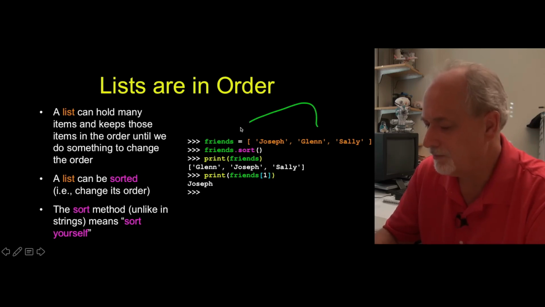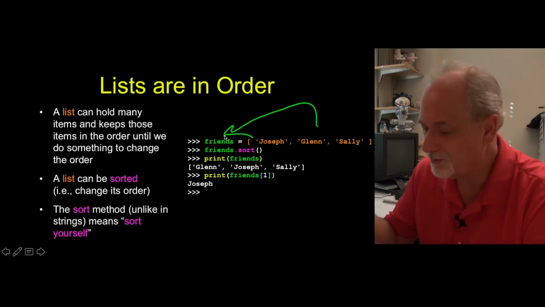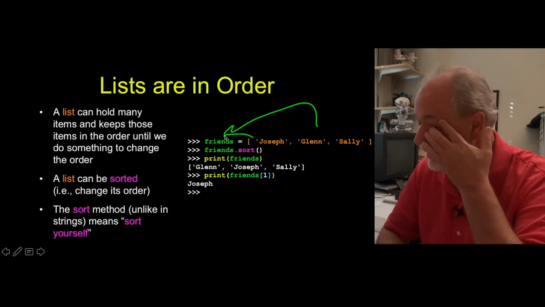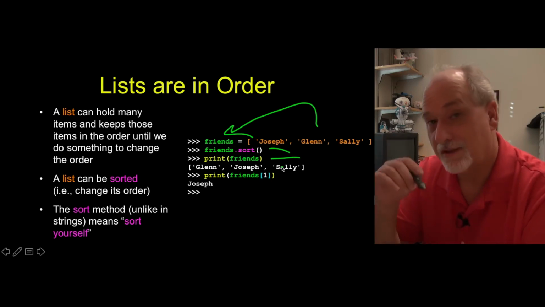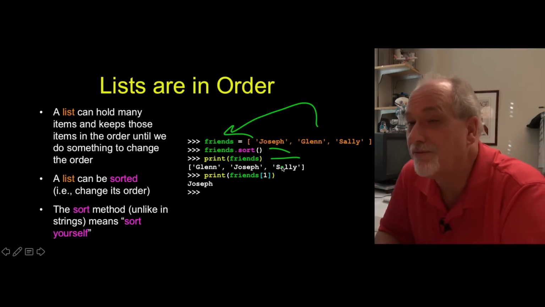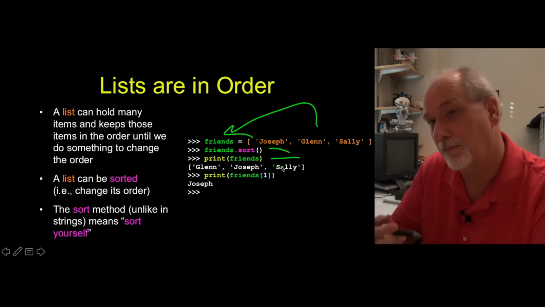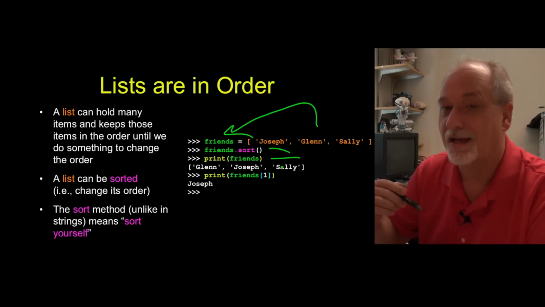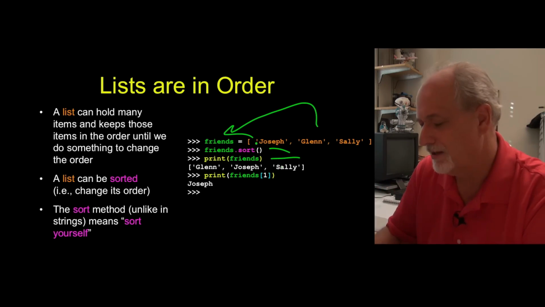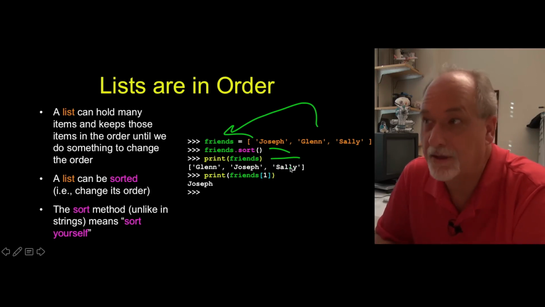So here we put 3 values in 0, 1, 2 position: Joseph, Glenn, and Sally. And then we tell the list to sort itself, and then we print it out. Now, this actually sorted the list in place, which is different than upper and lower, because if you remember, strings are not mutable, but lists are mutable, and so you say, hey, just sort yourself. And then it's in alphabetical order: Glenn, Joseph, and Sally.